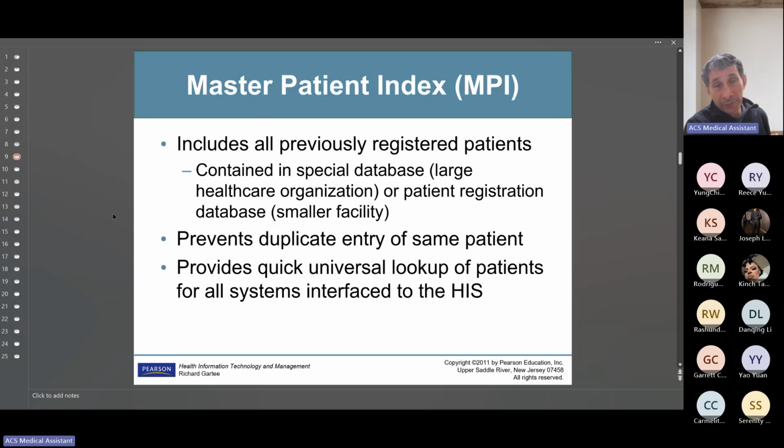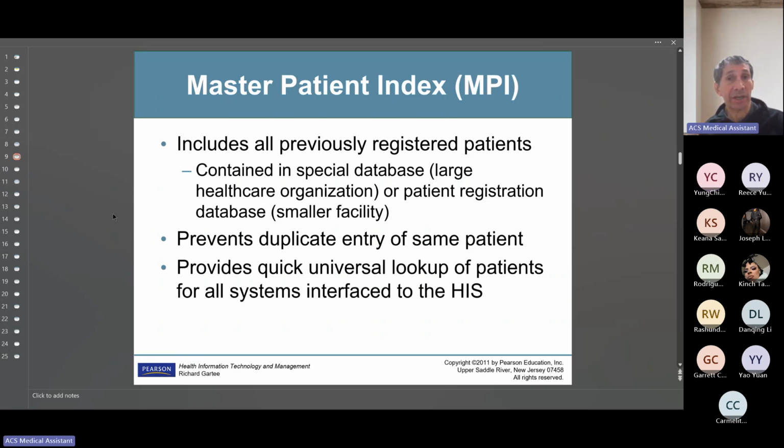We mentioned this before. We're going to have a master patient index, MPI. So what exactly is a master patient index? That's where we're going to have all the patients. This is like your contact list in your phone. That's exactly what it is. So we have all the patients that have previously registered, whether they are active, inactive, canceled, it doesn't matter. We have all those patients there.